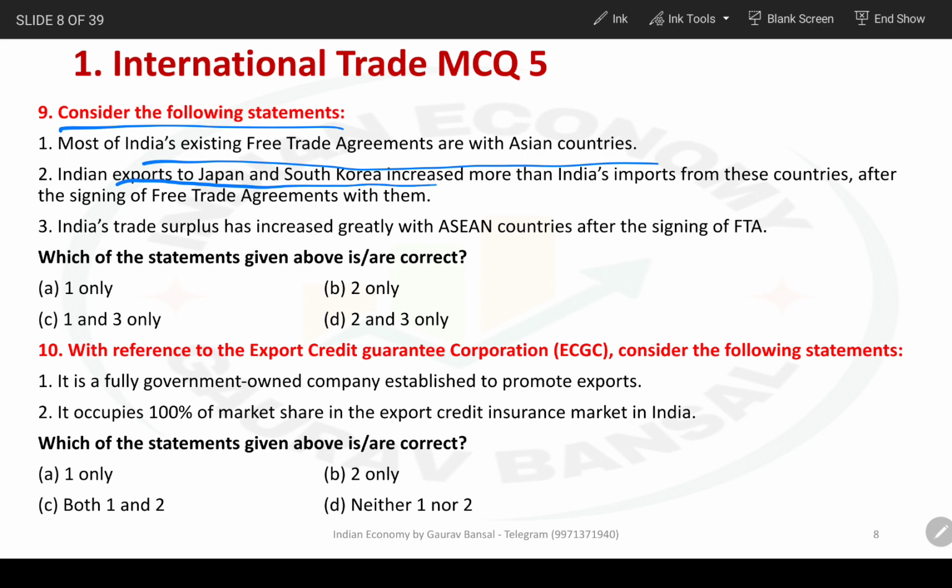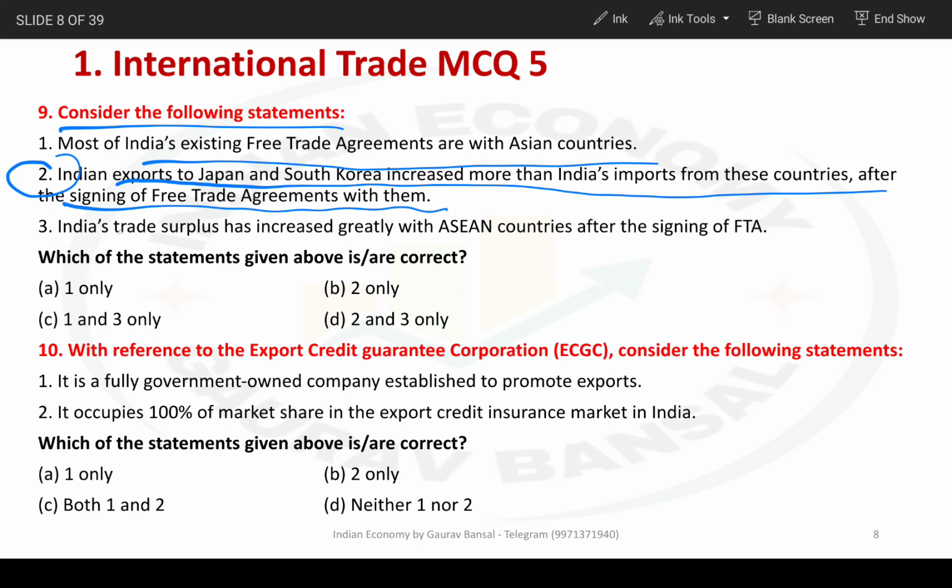India's exports to Japan and South Korea increased more than India's imports from these countries after signing of FTA. This is wrong. Actually, this has been highlighted by the Economic Survey. That is why I have picked up this point. We have not been able to increase our exports despite signing the advanced agreements like CEPA, CECA. So they have not helped India. And this is what the survey has been highlighting.